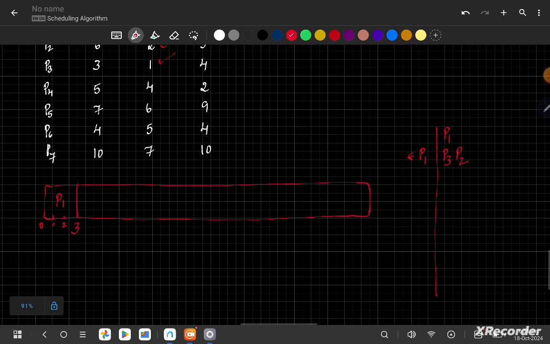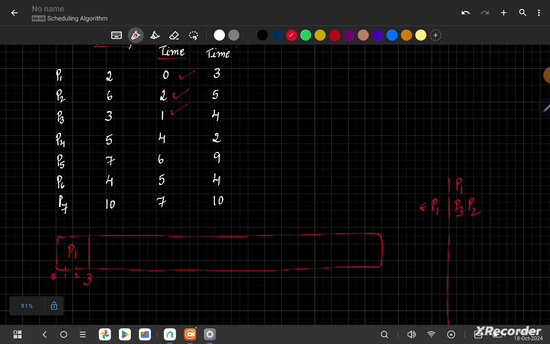Now if you see, P1 has a priority of 2, P3 has 3 and P2 has 6. That means the lower the number, the higher the priority. So P1 is already completed. Now we have P3 and P2.